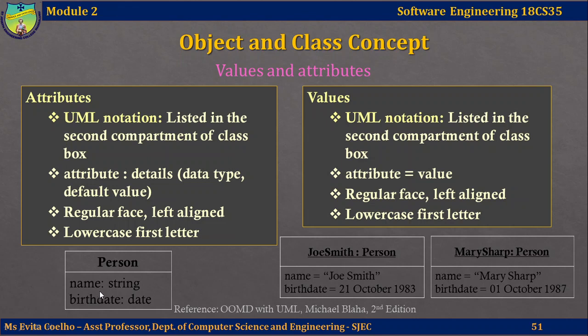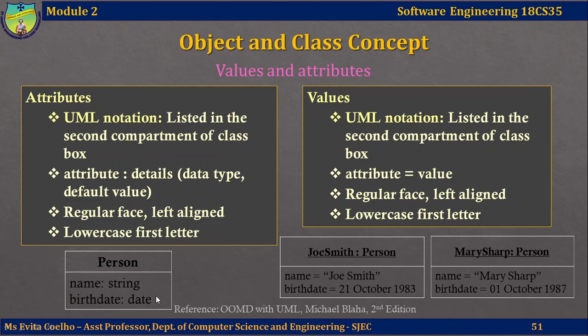Name is an attribute of the person class and the data type is string. Birth date is the second attribute of the person class and the data type is date. Let's look at the formatting here. All attributes are written with a lowercase first letter, they are regular faced and left aligned, and they appear in the second compartment of the class box.